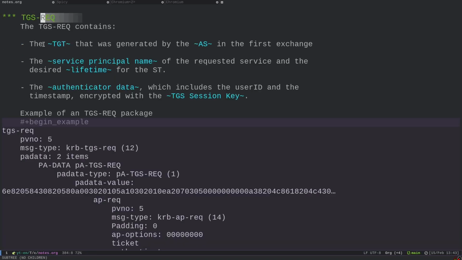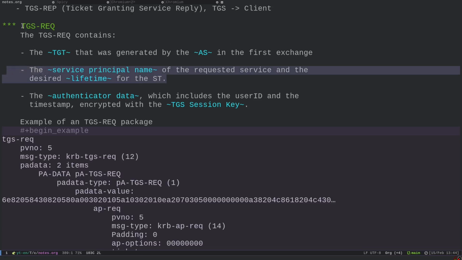So the TGS request contains the TGT that was generated by the authentication service in the first exchange. And remember, the client cannot see this data. For him, it's just a blob of encrypted data. Then we find the service principal name, the SPN of the requested service, and the desired lifetime for the service ticket, because after all, the objective of this request is to obtain a service ticket.